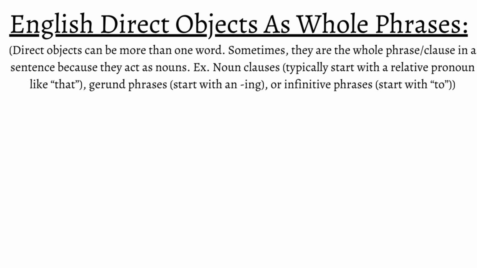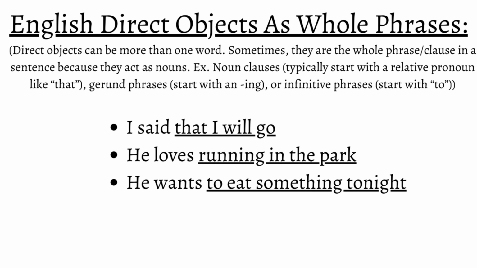Finally, direct objects can be more than just one word. Sometimes they are the whole phrase or clause in a sentence because they act as nouns. These can be noun clauses, which typically start with a relative pronoun like that, gerund phrases, which start with an ing, or infinitive phrases, which start with the to form of a verb. Some examples are, I said that I will go. He loves running in the park. He wants to eat something tonight.